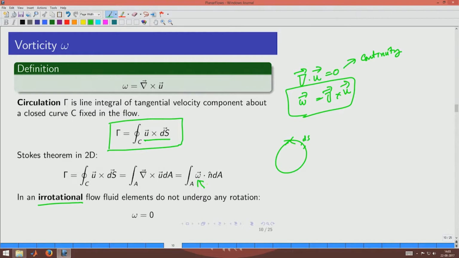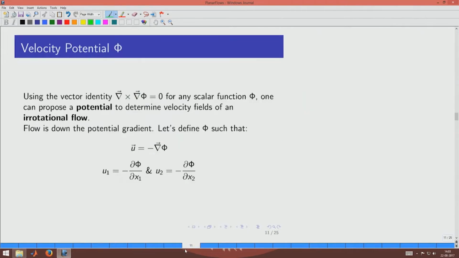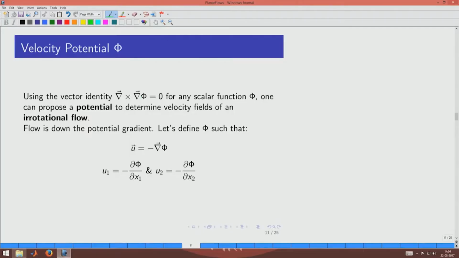And in the case that omega is 0, then we would like to call that flow irrotational flow. The reason why we have come up with this particular type of flow is because it allows us to define another quantity which we call velocity potential, so that we can generate the velocity components for very specific 2D flow situations. So, we call that velocity potential in the following manner.